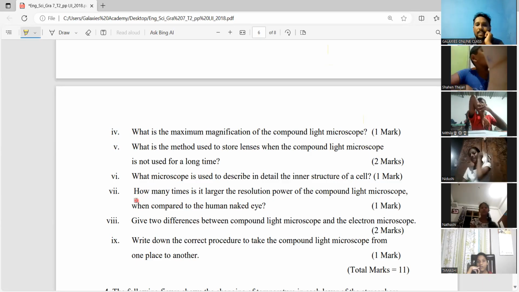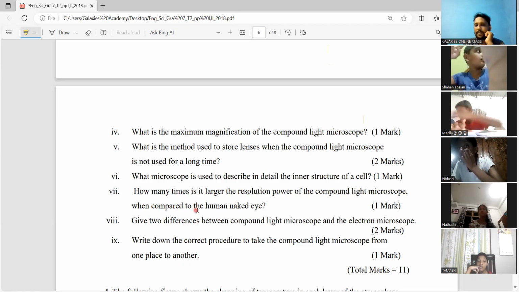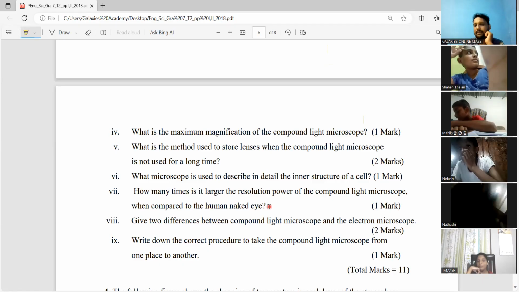Right. Then number 7. How many times is the resolution power of the compound light microscope larger when compared to the human naked eye?